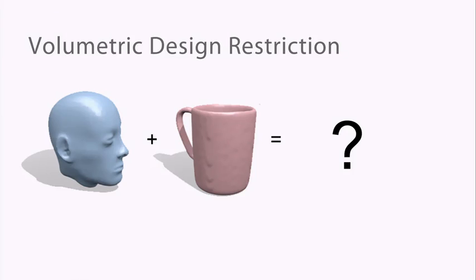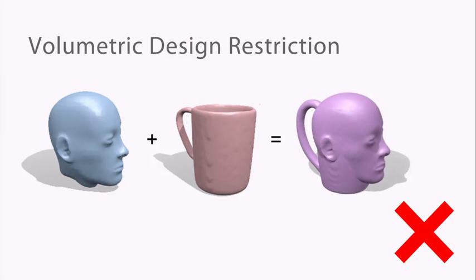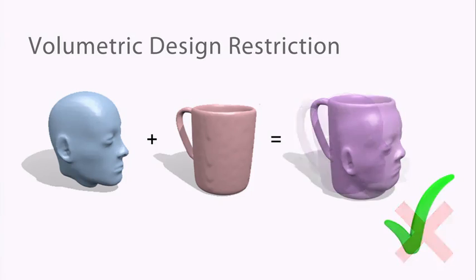Say we want to merge the face and the mug into a face mug. If we simply superimpose the shapes, we'll get something that's really not a mug anymore. But we want something with a concave area that can hold water, so it is still a mug.